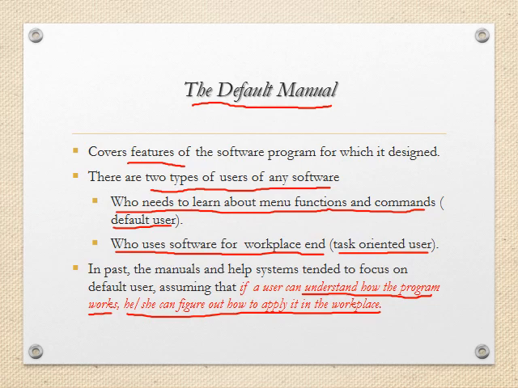If we force the user to learn all the features so they can perform specific tasks in their environment, that means we are wasting their time. So in task-oriented documentation, we focus only on the tasks that are needed so the user can complete their job.